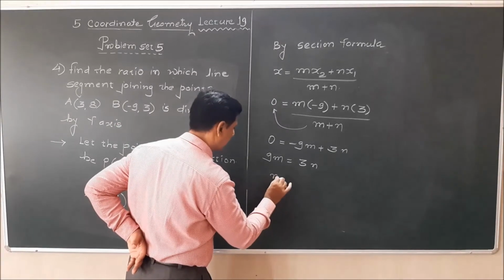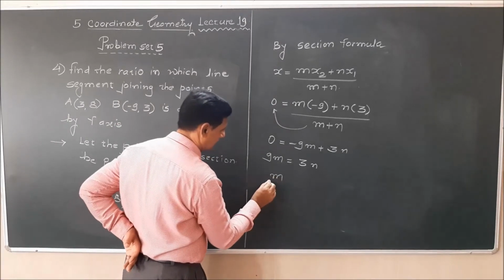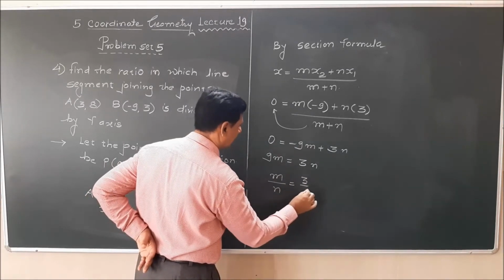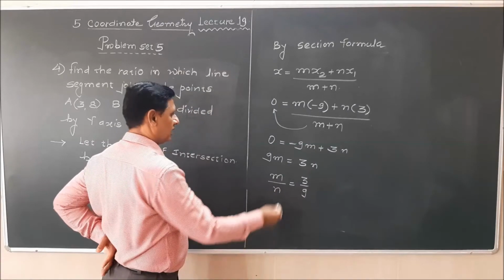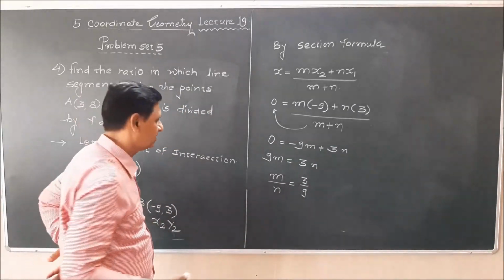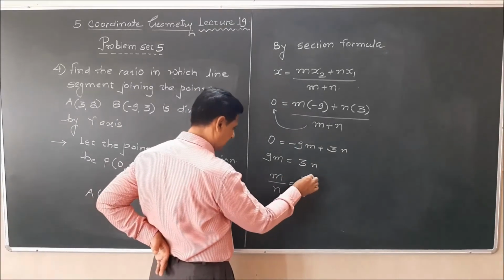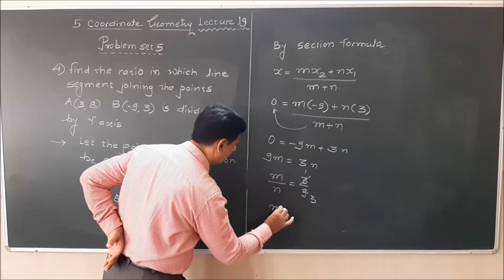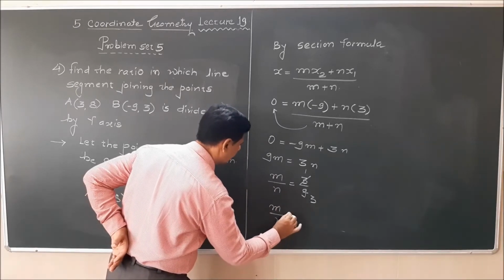So m upon n is equal to 3 upon 9. If I transfer n to the left hand side, 3 is here only. So 3 ones are 3, 3 threes are 9. So m upon n is 1 upon 3.